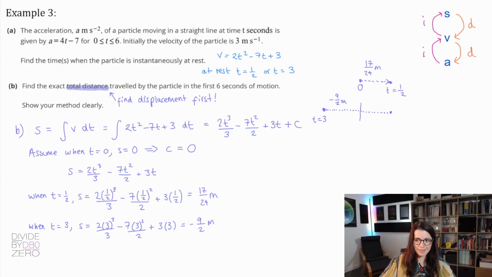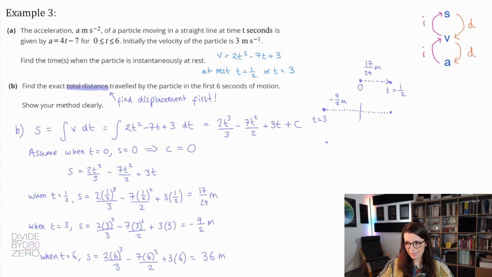Finally, we're interested in the distance traveled by the particle in the first 6 seconds of motion. So let's see when t is 6, what is the displacement? So let's sub 6 in, and we get 36 meters, positive 36 meters. So it seems in that time, the particle has actually traveled quite far and has ended up all the way over here in relation to O, 36 meters away. And that's when t is 6.